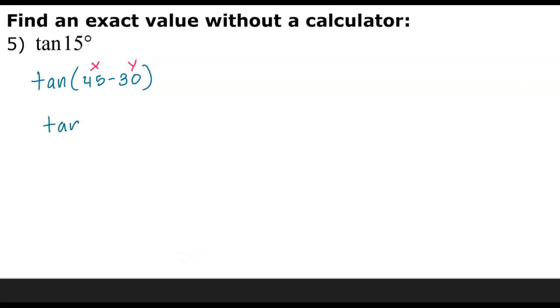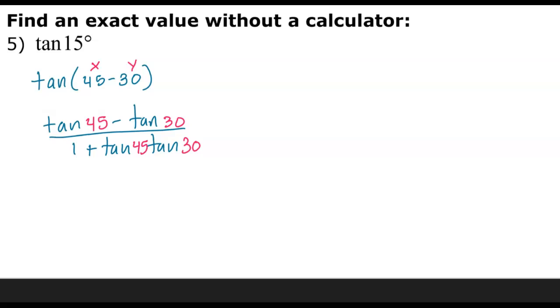So we have tan of 45 minus tan of 30 over 1 plus tan of 45 times tan of 30. This equation is coming from our pink identity sheet. It is the sixth one down from sum and difference. Okay.